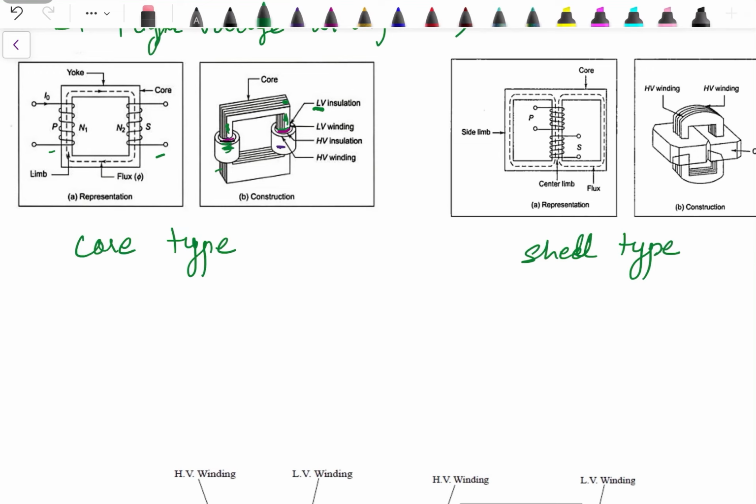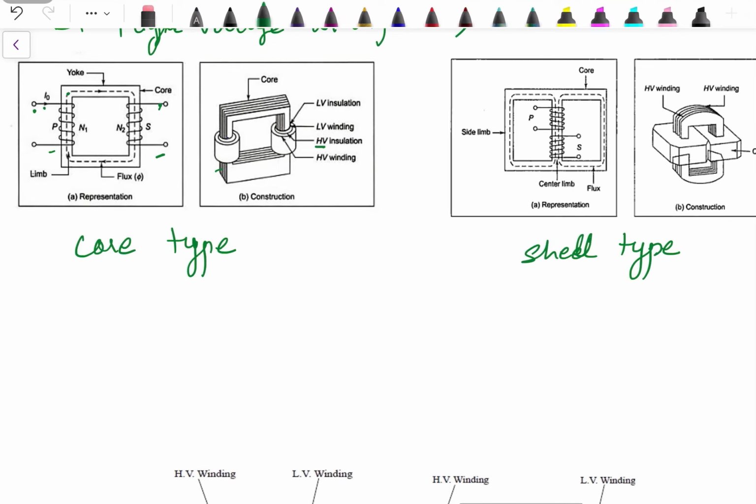In order to reduce that cost, we select the low voltage winding. The lower voltage winding is placed next to the core so that at least the cost of one insulation is reduced. And then it is followed by high voltage level insulation, followed by the high voltage winding. And for representation we show it like this, that here we have one winding and here we have the second winding, and the flux will flow through this core.